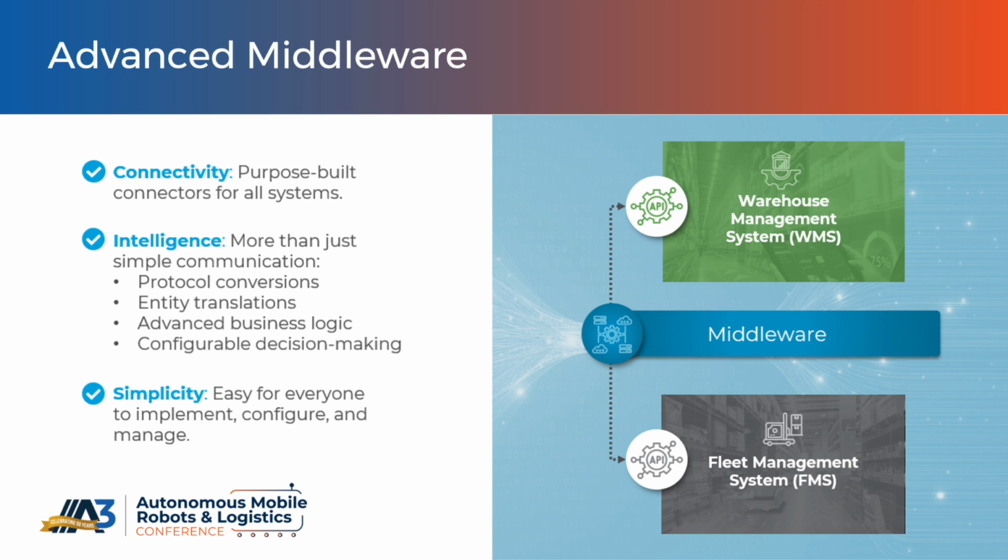But our point is it can do so much more. It can start to handle protocol conversions between your systems. It can do entity translations. Let's take the concept of a location. Each of these two systems knows what the locations are in their systems, but they may use different IDs and codes from one another. So your middleware can help translate those locations between the two systems.